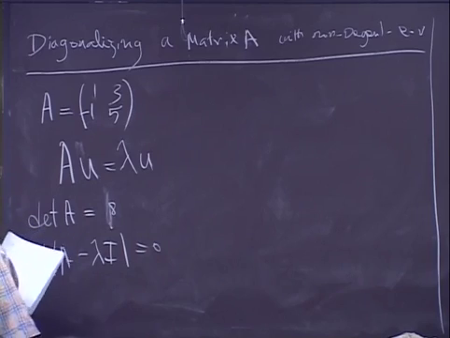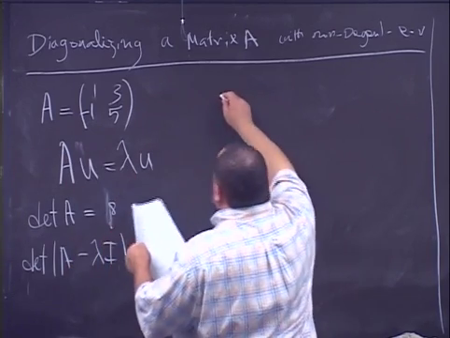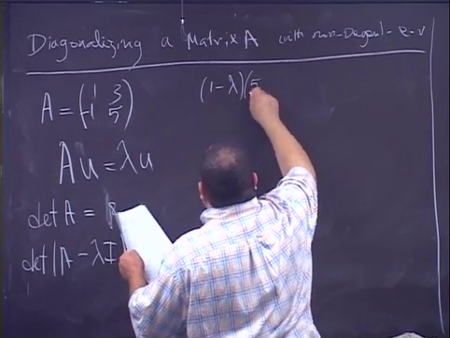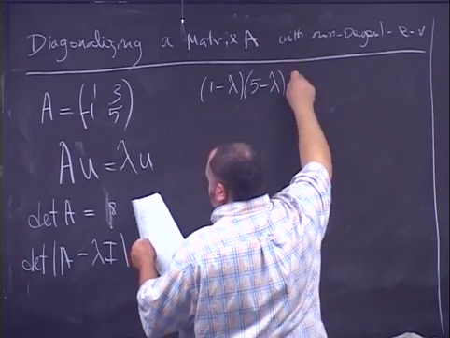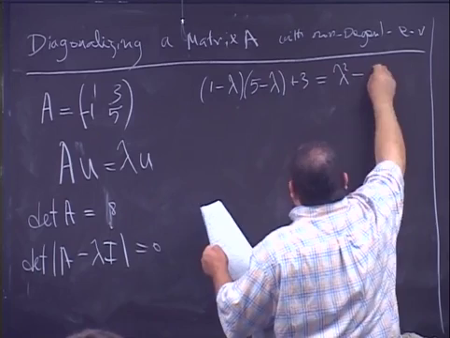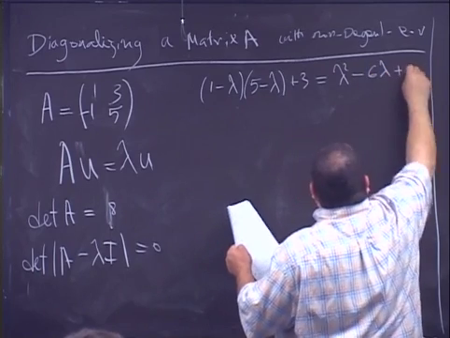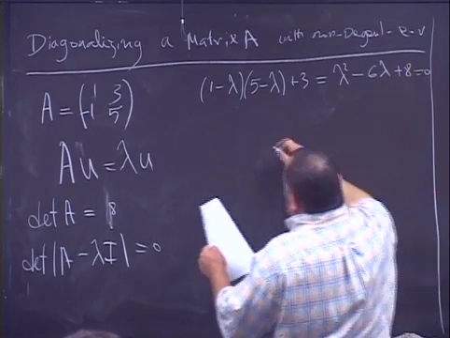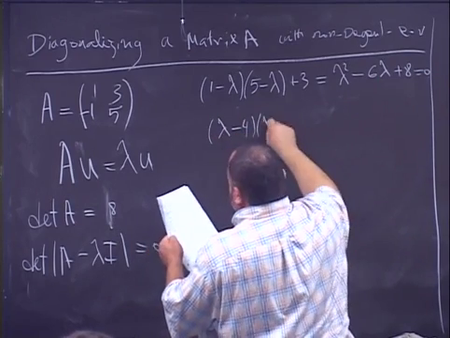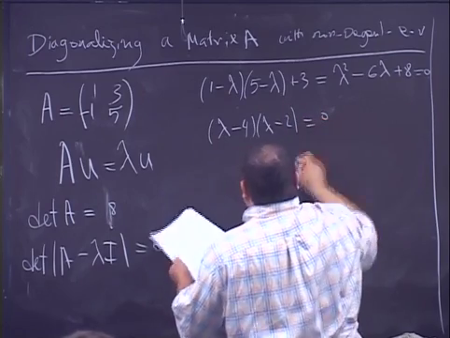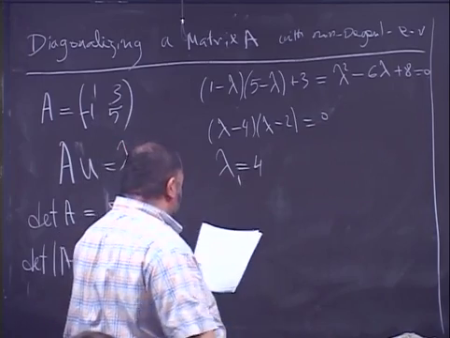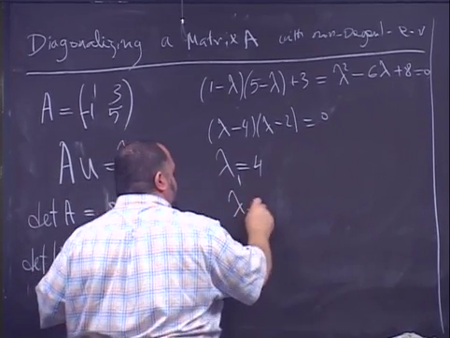Equal to 0. And this will give you (1 minus lambda) multiplied by (5 minus lambda) plus 3. This will lead to lambda squared minus 6 lambda plus 8 equal to 0. And from here, this is (lambda minus 4) multiplied by (lambda minus 2) equal to 0. In this case, lambda 1 will be equal to 4, and lambda 2 will be equal to 2.